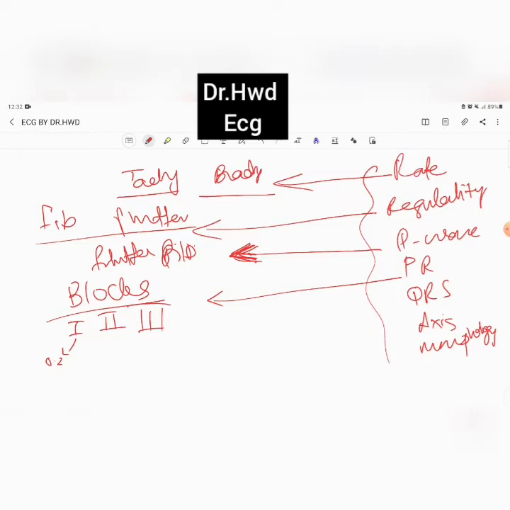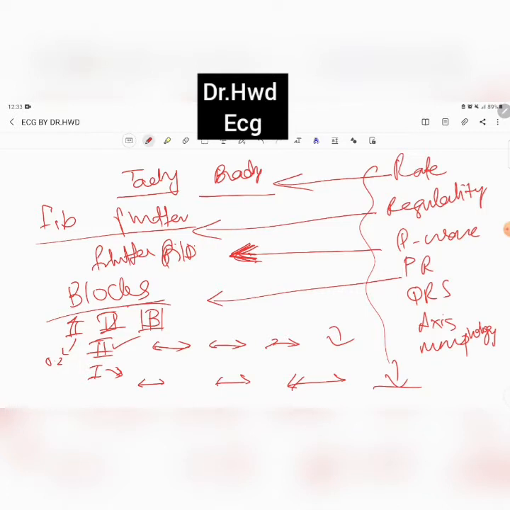Type 2 has 2 types, which are Mobitz 1 and 2. When you think about Mobitz 1, think of a husband who keeps on coming late. That means your PR interval keeps on increasing. Then suddenly that husband doesn't come. That means there is a dropped QRS complex. Mobitz type 2 is a very good husband. He keeps on coming on time, your PR interval is just fine, everything looks normal. One day he doesn't come, so that's far more dangerous.